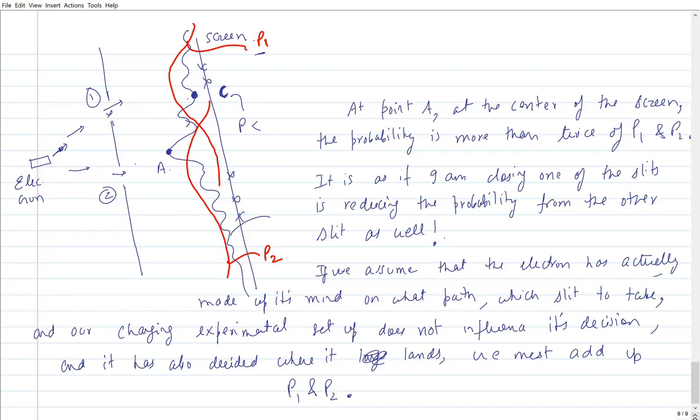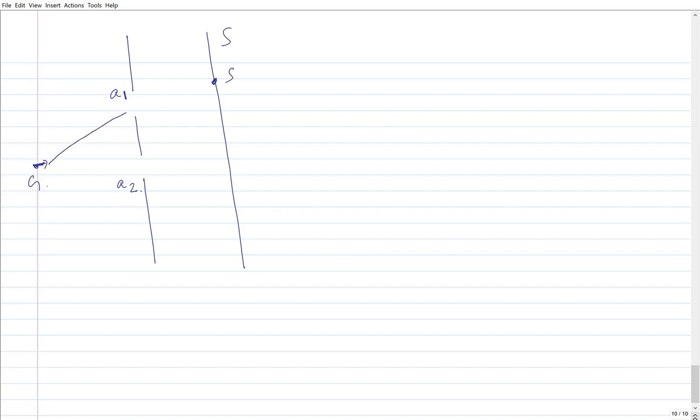So what essentially are we talking about? Let's look at it slightly more deeply. This is sort of a subtle issue. Let's say I have the same experiment, and this is the path from the gun to the slits A1 and A2, and towards a point on the screen over here, S. So either the electron can take this particular path or this particular path. So what's my proposition?